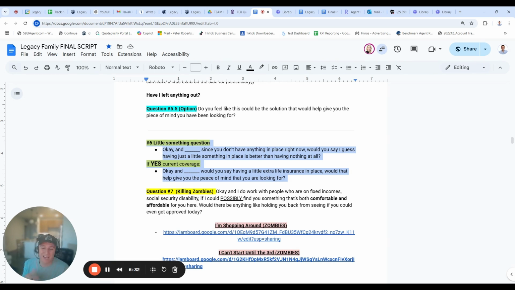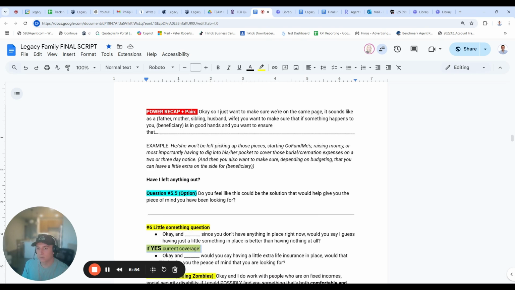Now, if they currently have a $5,000 plan or they already have a $10,000 plan, you're going to go ahead and use the yes coverage response, which is: "Okay, and Miss Betty, would you say having like a little extra life insurance in place would help give you the peace of mind that you're looking for?" She's going to say yes. Okay. So you're basically preparing the downsell.